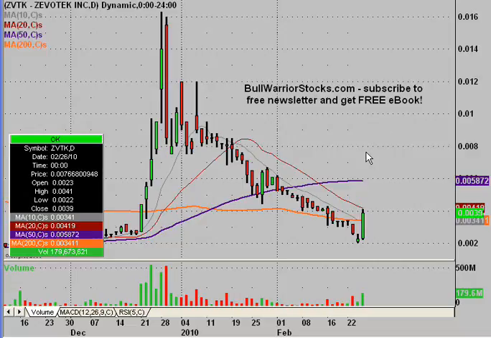Hey, this will be a video chart on ZVTK, ZVTK Incorporated. Last time I did it, I had talked about a channel that was forming between the 50-day simple moving average, this purple line, and the 200-day simple moving average, this orange line. And then it fell below it, and you can see it then just separated itself from it. But today was a very nice day for it.